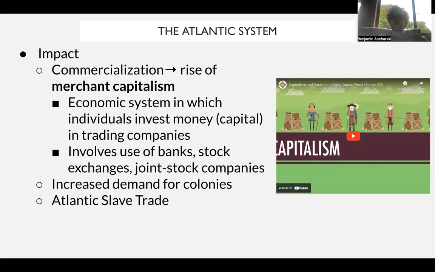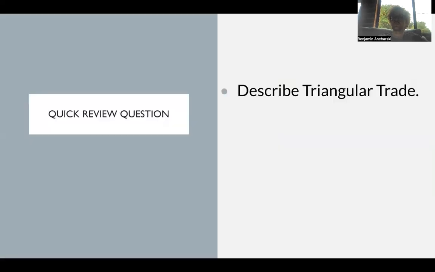But one of the biggest impacts of all is going to be the transatlantic slave trade, and we're going to look at that in just a second. There's a video from Crash Course. I'd recommend watching the first 5 minutes just to get an understanding of what merchant capitalism is, because we're going to talk about industrial capitalism once we talk about the Industrial Revolution. We're not going to listen to you, John Green.